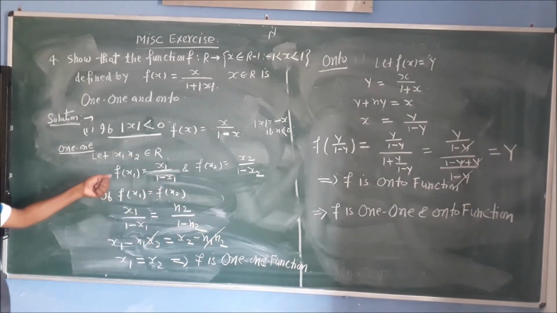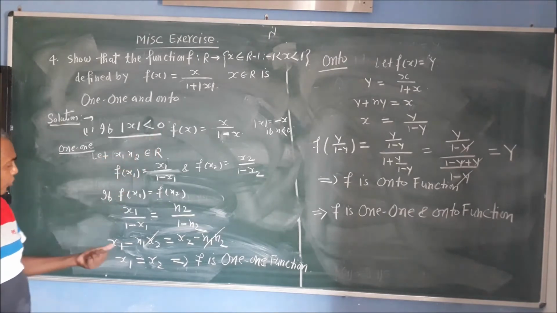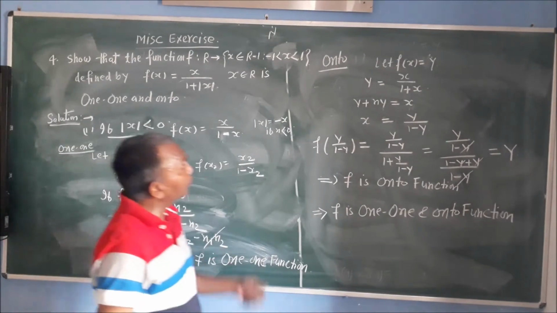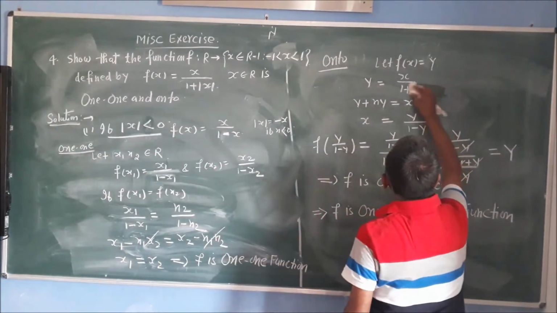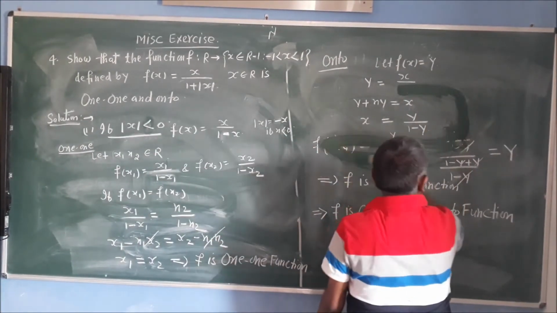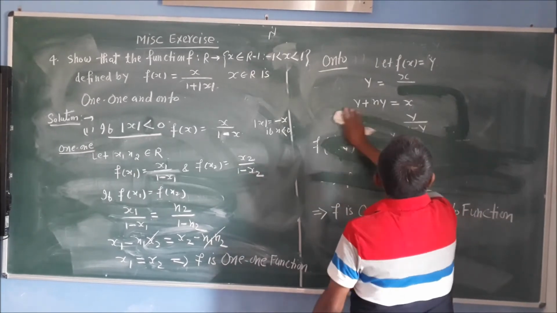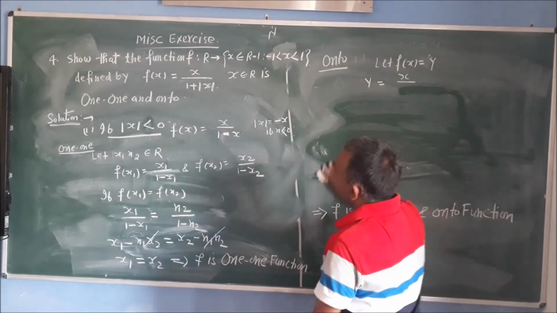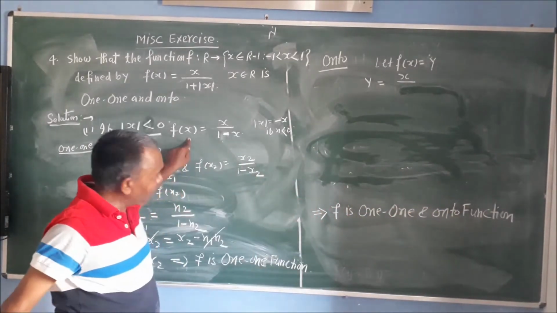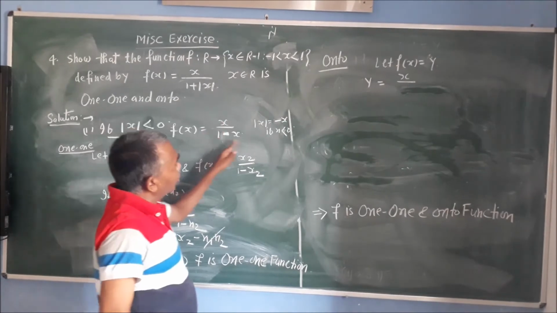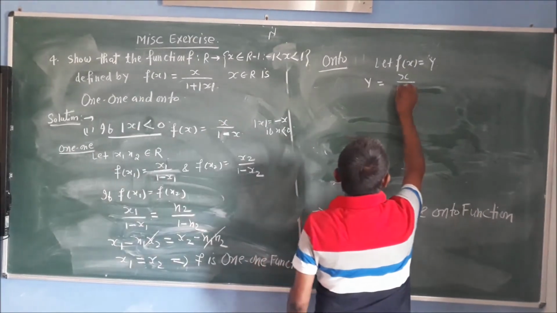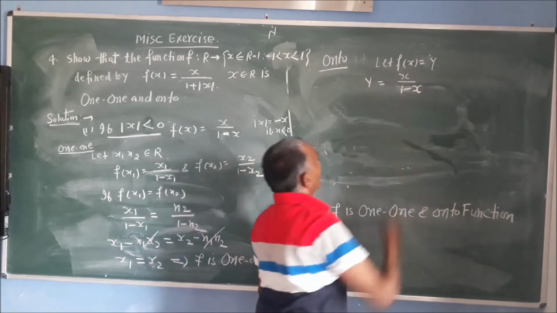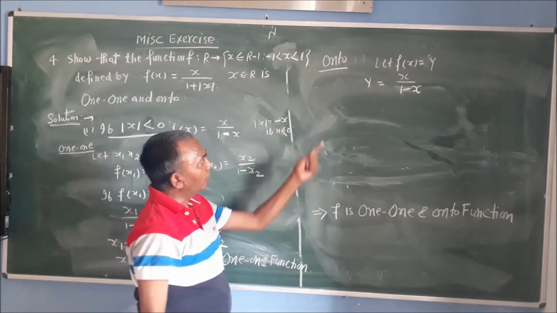So we have shown that if the condition mod of x less than 0, f is a one-one function. And after that we have to prove onto function. For onto function, let f(x) is equal to y. In place of f(x) you write y. So y is equal to x upon 1 minus x. And here we have to calculate the value of x.